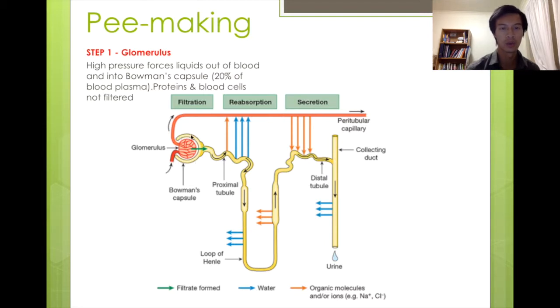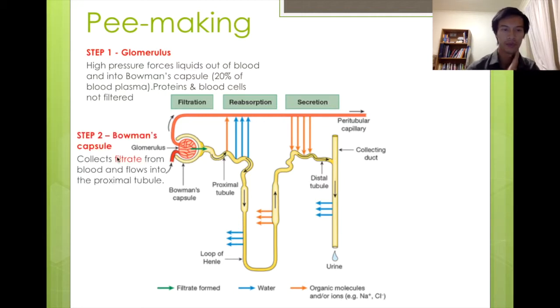When the blood goes into this small area, the pressure increases, and it forces liquids out of the blood and into the Bowman's capsule. About 20% of the blood plasma goes out of the blood here. Proteins and blood cells are not filtered because they're too big, but otherwise everything else gets squeezed out of the blood into the Bowman's capsule, and then straight into this component called the proximal tubule.